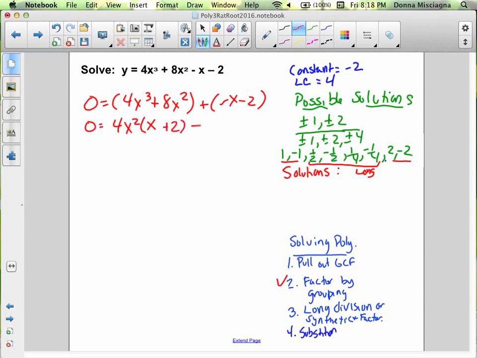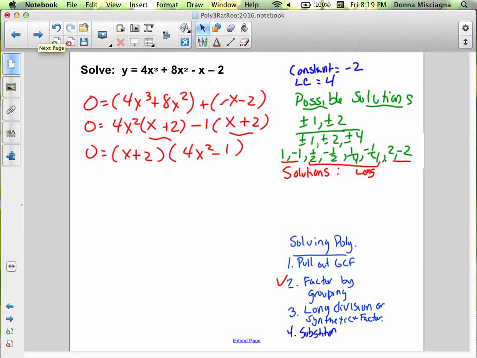Factor out a negative 1. We're going to have an x plus 2. Just the signs will change. Look at that, it worked. So we'll factor out that repeating x plus 2, and the leftovers are the other factor. Look at those numbers. 4x squared, perfect square. Negative 1, perfect square. This is a difference of squares. Go ahead and factor it.